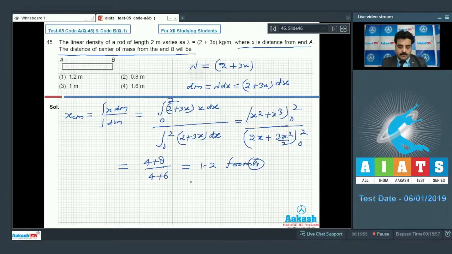But I need it from B. So how will you get it? Total length is 2 minus 1.2. So that will give you 0.8 from B. So by this calculation I can say the center of mass from the end B is 0.8 meters. So my option number 2 will be the right choice. So thank you, and we'll meet again for the next AIATS. Thank you.